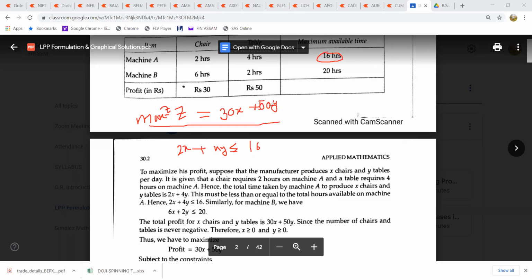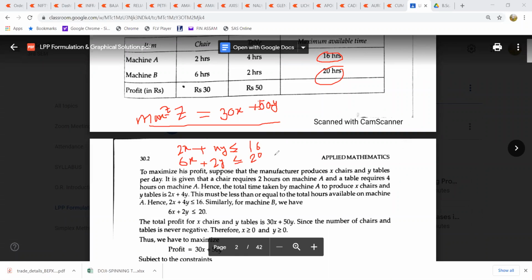Then the second condition will be for machine B. So for machine B, what is the total time for manufacturing X number of chairs and Y number of tables? 6x plus 2y, and it can run up to how many hours? 20 hours. So it cannot run more than 20 hours. So that's why it will be less than or equal to 20.